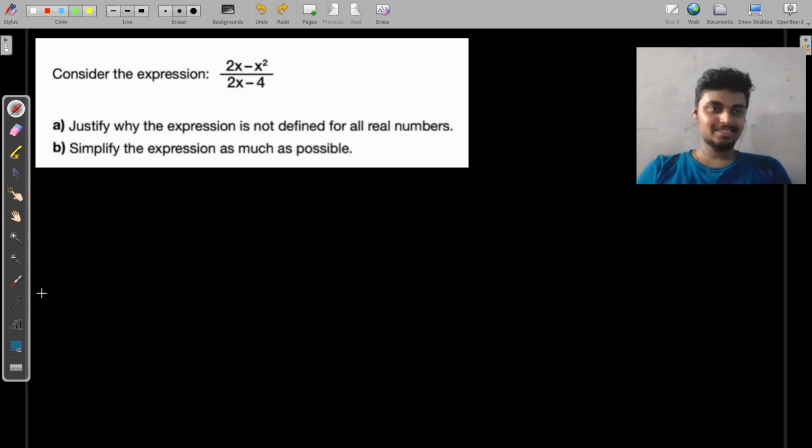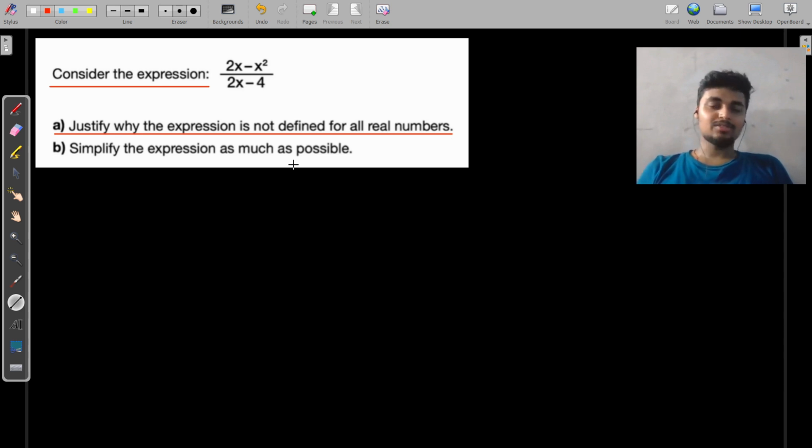So let's begin. In this question, we have an expression (2x − x²)/(2x − 4). This is a two-part question, and that's why we have to solve it in two separate parts. Let's read out the first one. Justify why the expression is not defined for all real numbers.